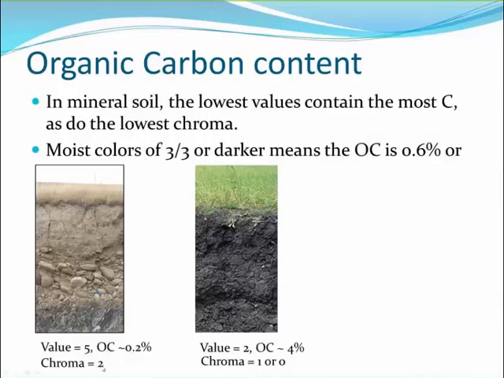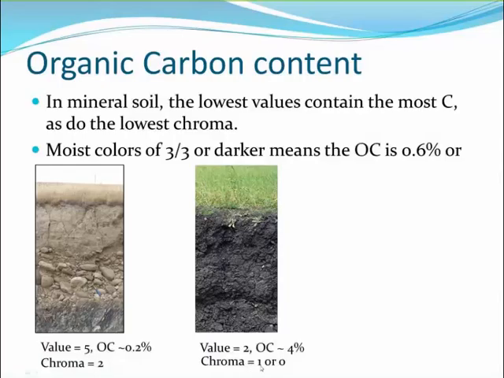Also, the chroma is 2 in this soil. In this soil, to the right, we have a value of 2. So much lower chroma, much higher carbon. More than 10 times, 20 times as much carbon. So just a few changes in color that get darker indicates that you're increasing the amount of carbon in the soil.